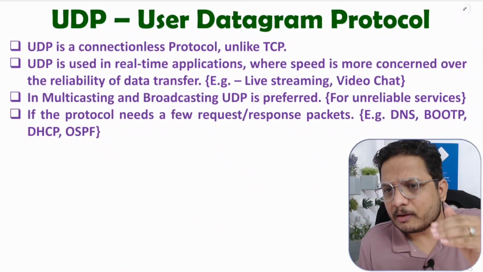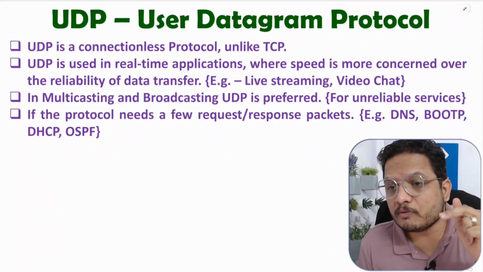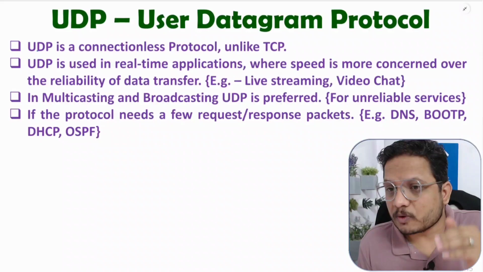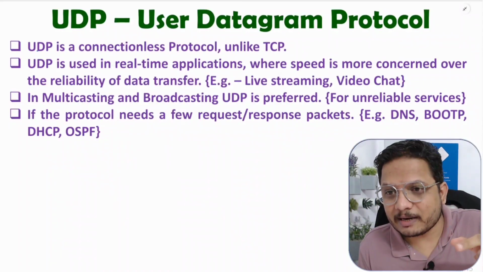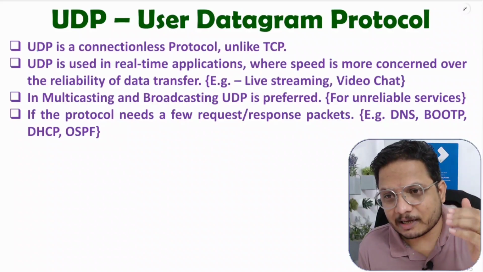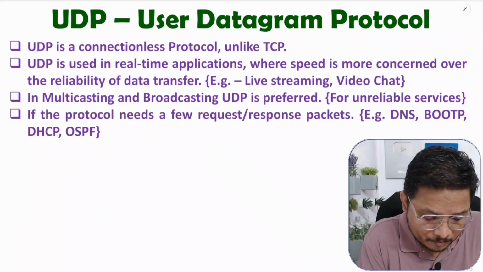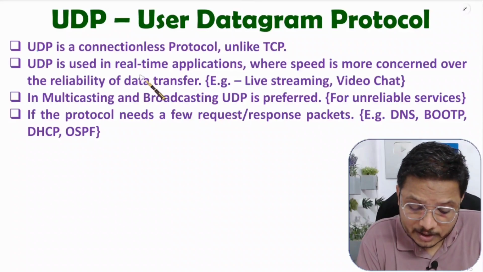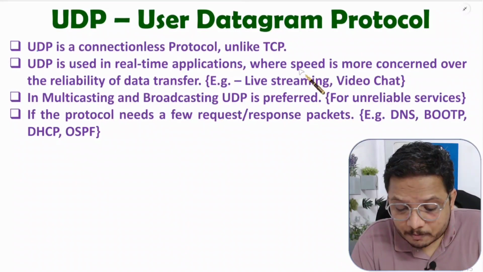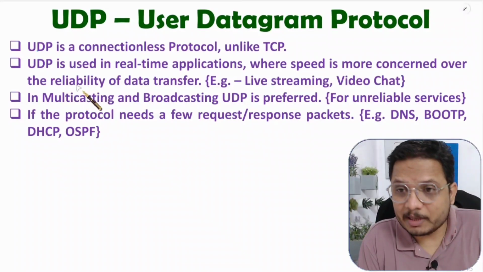So here, see, UDP is used for real-time applications. In real-time applications, you don't have time for connection establishment, data transfer, and connection termination, right? That's why in real-time applications, we use UDP. In real-time applications, we prefer speed over reliability.